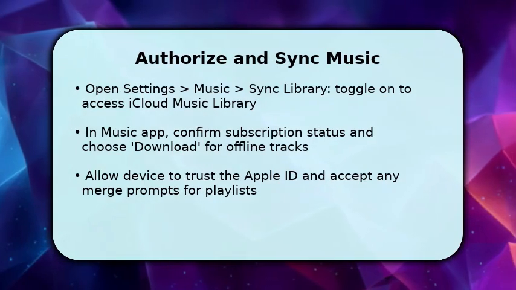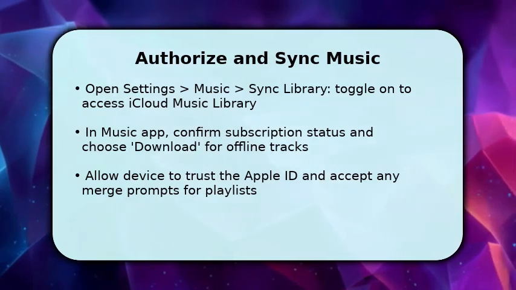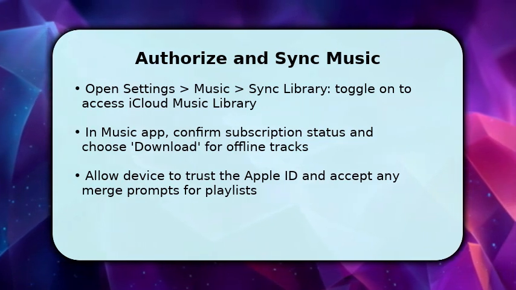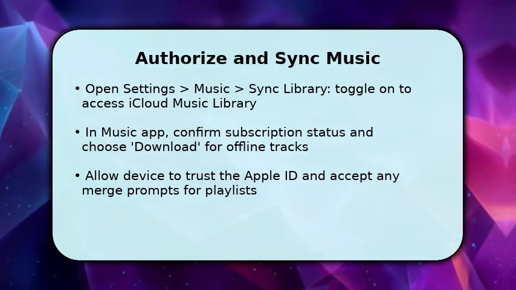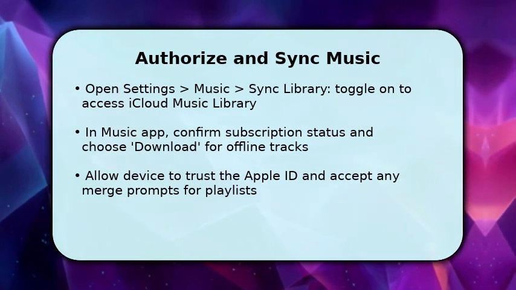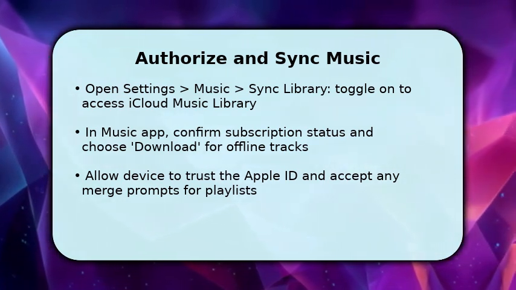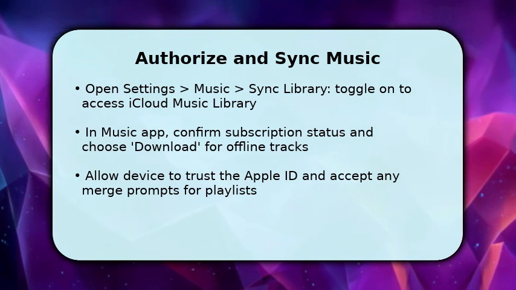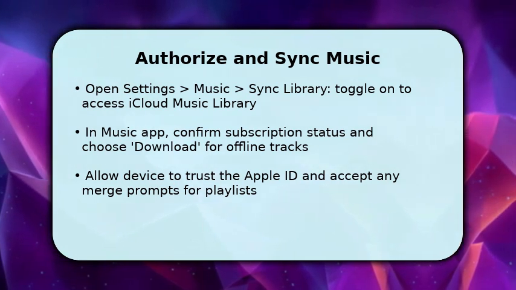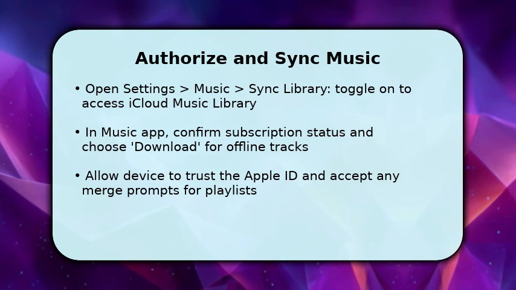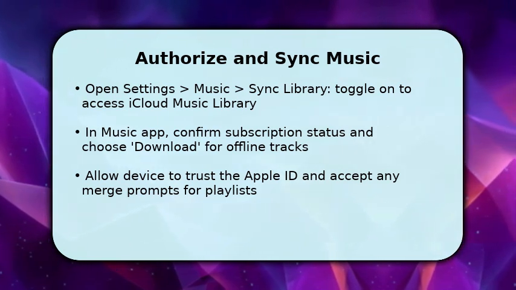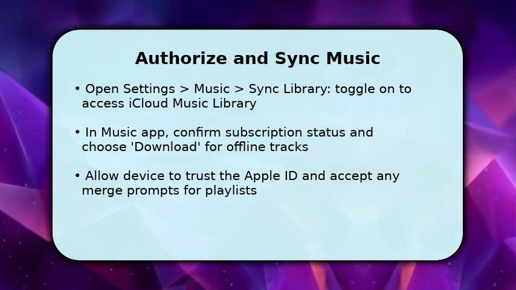Now you authorize the second iPhone to use the subscription. Open Settings, go to Music, and toggle Sync Library on so your iCloud music library appears. Then open the Music app to confirm the subscription status. If it's active, your playlists, albums, and liked songs will start to populate. Choose specific albums or playlists and tap Download to save them for offline use.